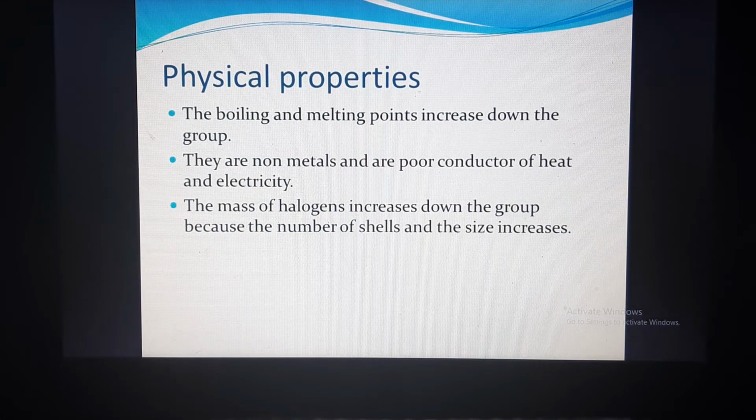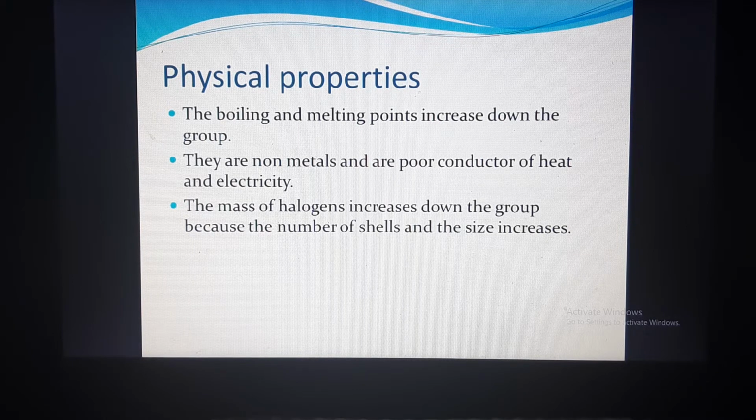Physical properties of halogens. The boiling and melting points increase down the group. If we are moving from top to bottom in a group, the boiling and melting points of halogens are increasing. Next one, they are non-metals and are poor conductors of heat and electricity.